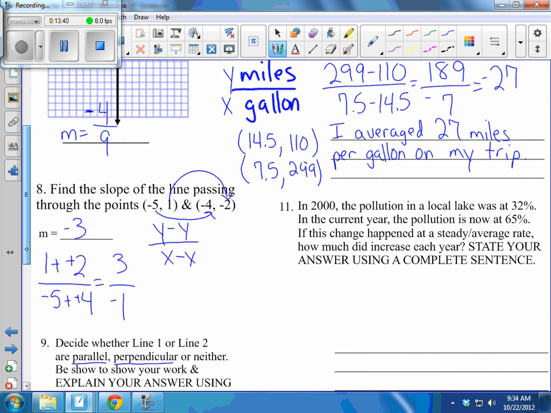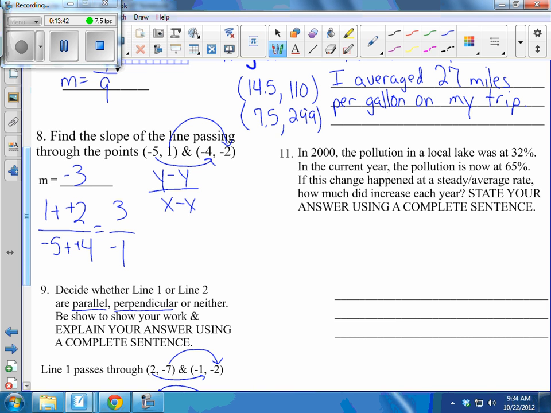So number 11 is another word problem. In 2000, the pollution in a local lake was at 32%, and in the current year, which is this year, 2012, the pollution is now at 65%. If this change happened at a steady or average rate, how much did the, and that's a typo, how much did the pollution increase each year? Again, how do I figure out what's x and what's y? Time is always x. So 2000 is going to be my x coordinate, and my pollution rate is at 32%. And then the current year, so 2012, it went up to 65%.